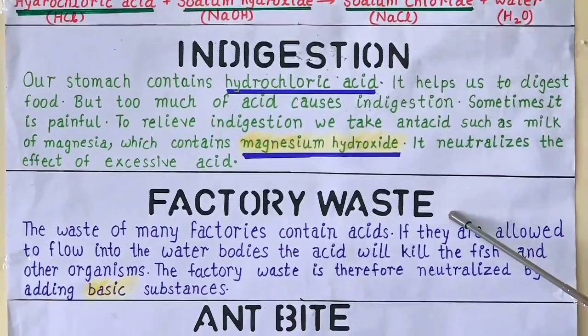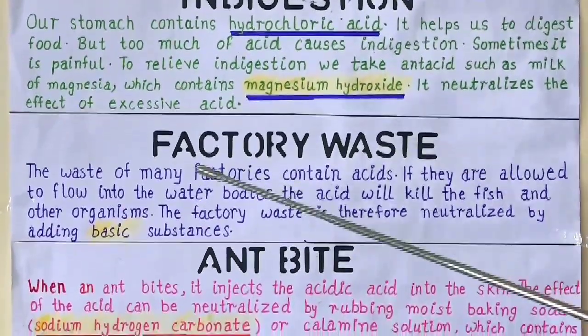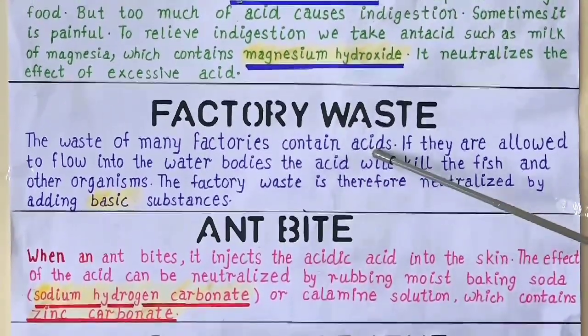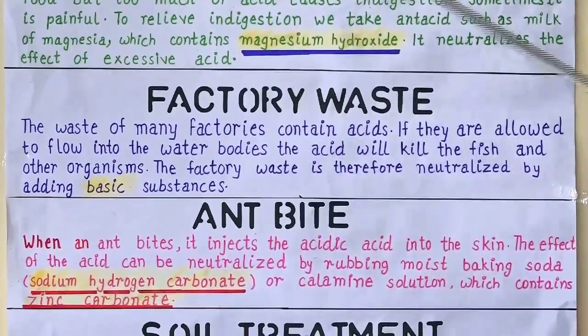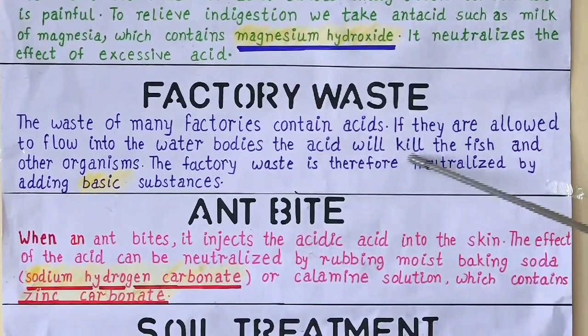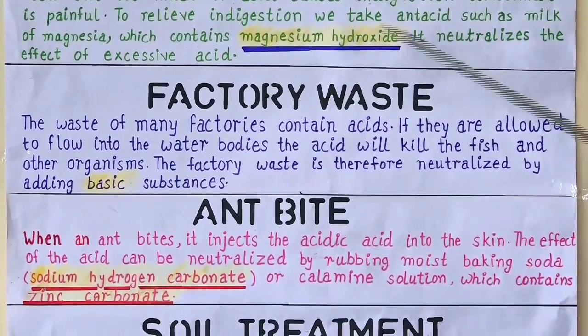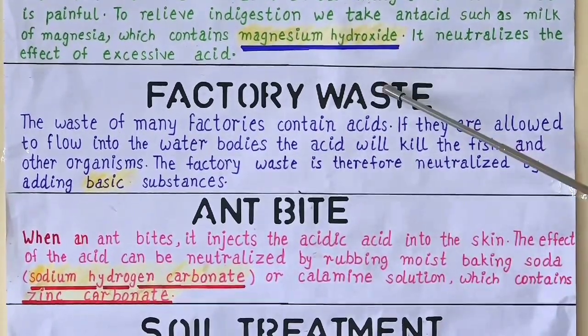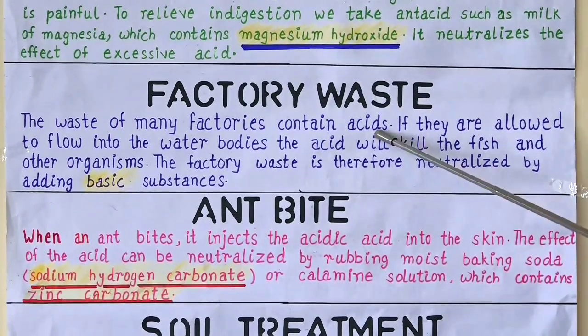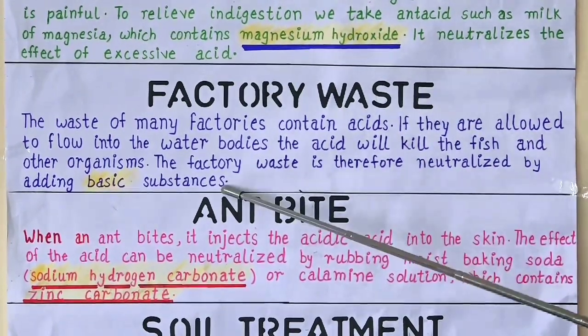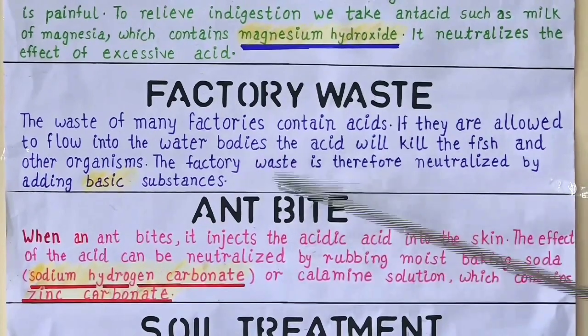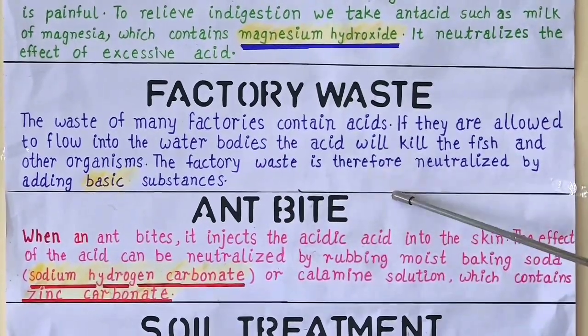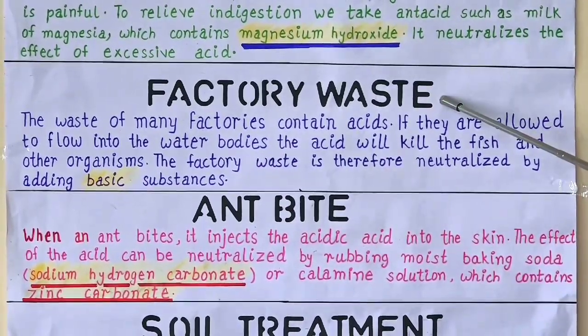Second is factory waste. The waste of many factories contains acid. If we allow it to flow into water bodies, it will kill the fish and other organisms. The acid in the factory waste can be neutralized by adding some basic substances before passing the factory waste into the water.